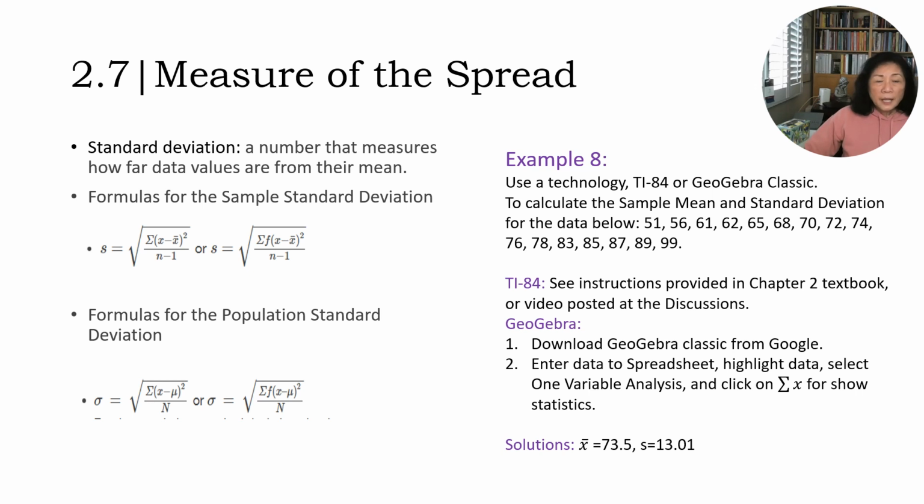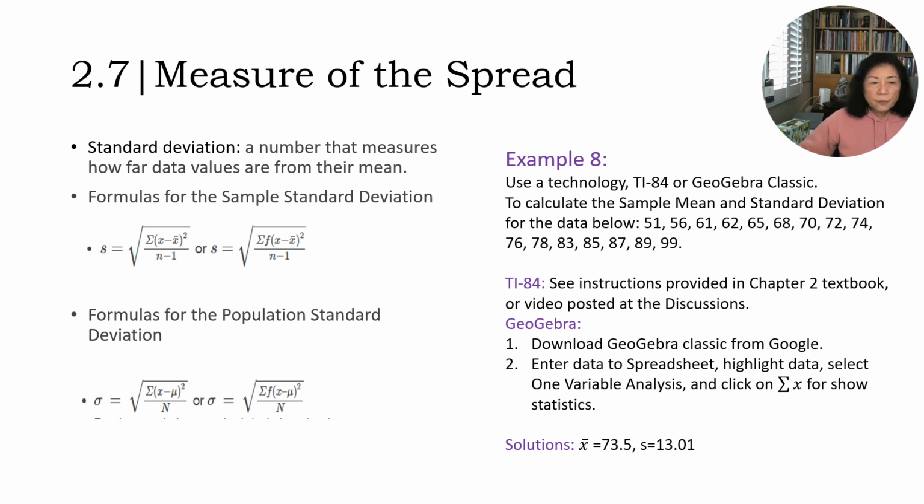If the data is the whole population, our denominator is all the numbers in that population. So we use capital N to make it different from the sample. I hope you pay attention to this. When you deal with sample data, the denominator should be n minus 1. For the population, we just divide by the total number in the population, okay?